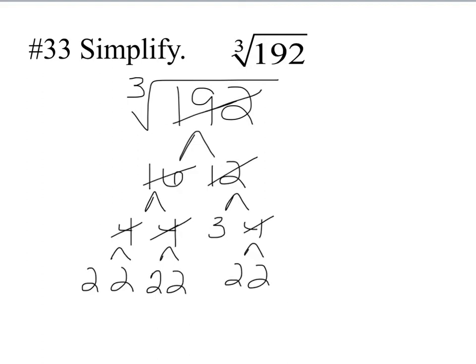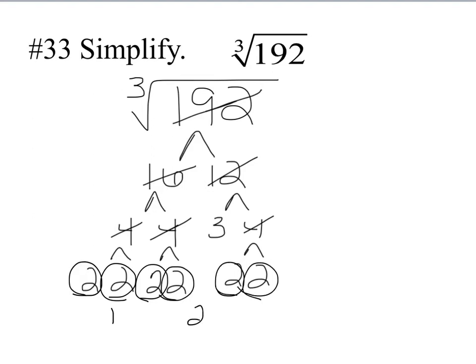Now, because my index is 3, I need a number to repeat 3 times before I can bring it out front. The only number that repeats at all is 2. So I'm going to go 1, 2, 3. That's 1, 2 I can bring out front. Then I'm going to go 1, 2, 3. That's 2 2's I can bring out front. And the only thing left is a 3, and I put a box around it so I know that's what's going to go under my radical once I'm done pulling things out front.